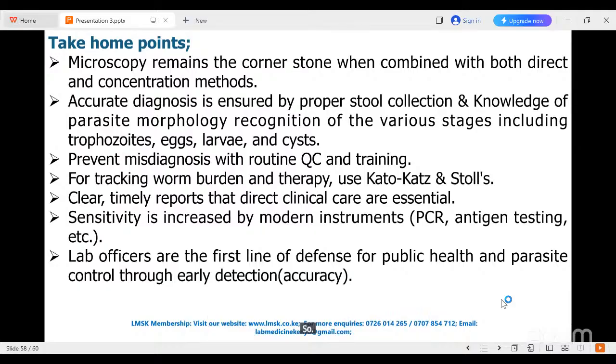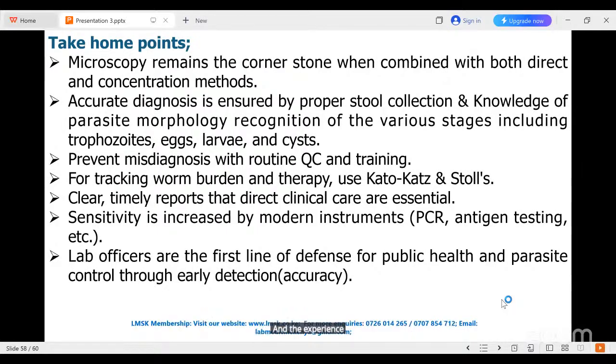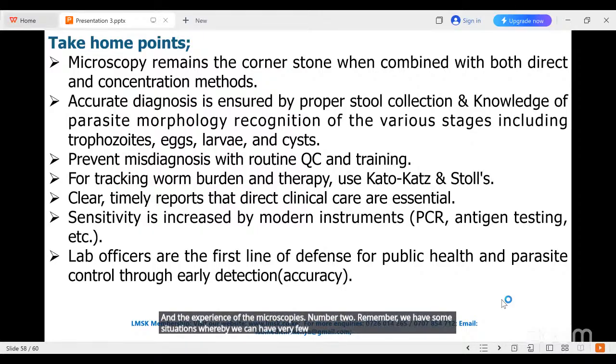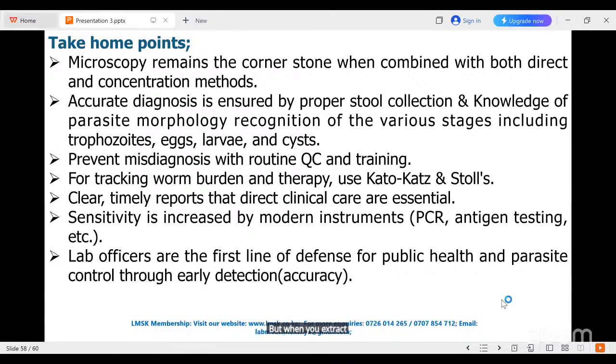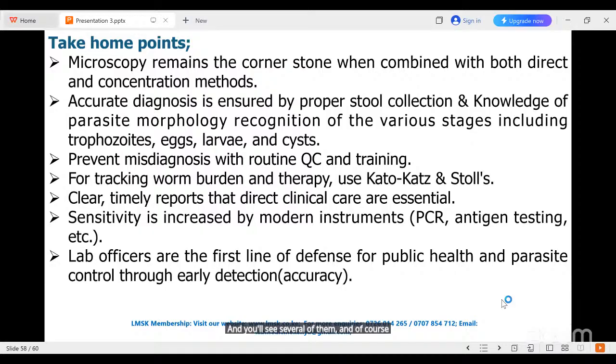So again, this is my answer. When it comes to specificity and sensitivity, PCR is 99.9% more specific and sensitive than microscopy. Remember, microscopy, one, depends on the skills and the experience of the microscopists. Number two, we have some situations whereby we can have very few parasites in a stool sample and we can easily miss to see them under microscopy. But when you extract the nucleic material of an organism or a parasite, even the smallest numbers are going to be multiplied and amplified in that sequence, and you'll see several of them, and of course, we can't miss them.